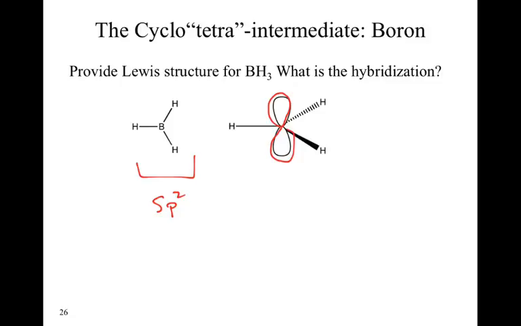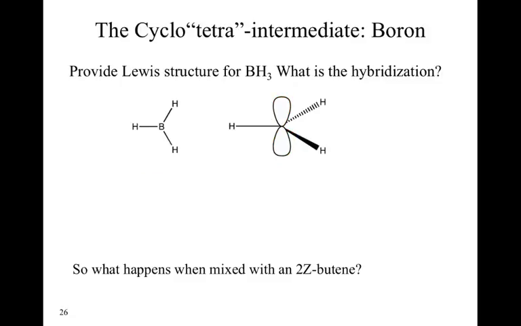That leftover p orbital has the potential to accept electrons, and it's that accepting of electrons that initiates the cascade when we're looking at the cyclotetra intermediate with an alkene addition in boron. This is similar to what we just saw with the mercury, but different. What we're now moving into is the addition reaction with boron. If we used BH4, that's going to be a problem because BH4 can't accept more electrons. Our alkenes are electron donors. So we have to differentiate.